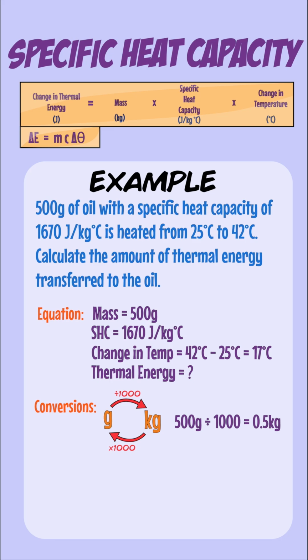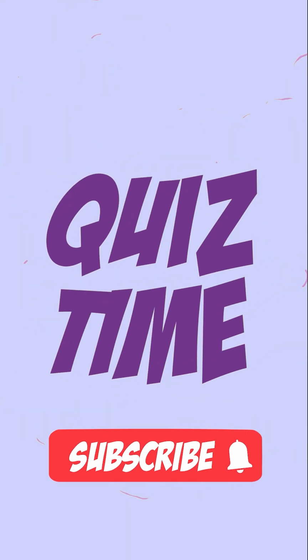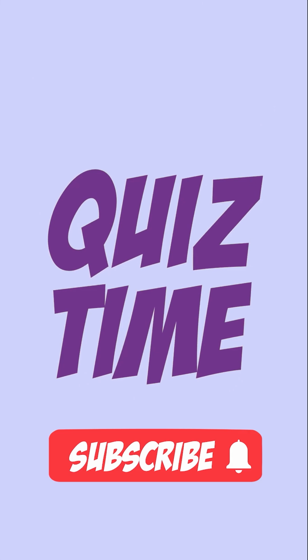Now we're ready to sub this all into the equation to give us 0.5 times 1670 times 17. And this gives a final answer of 14,195 joules. Okay, now let's try a quiz on this topic. See how many questions you can get right.